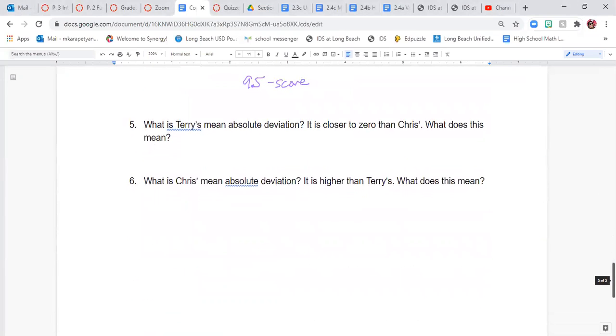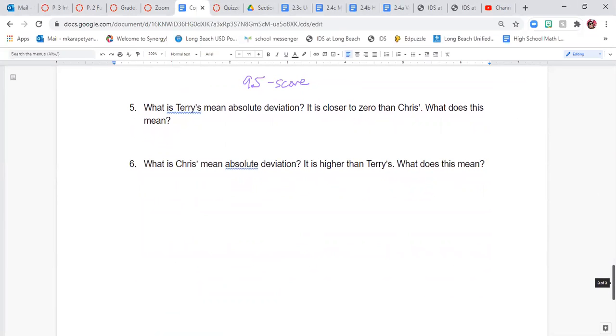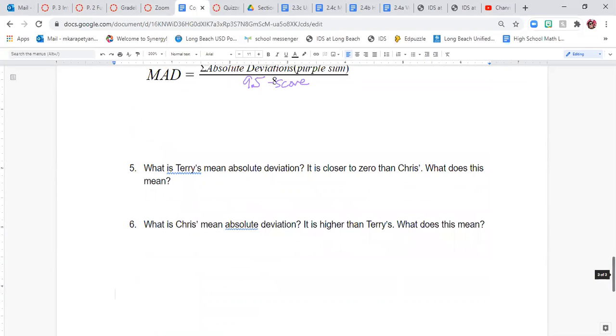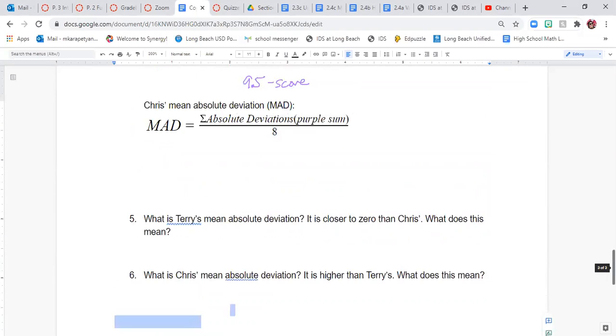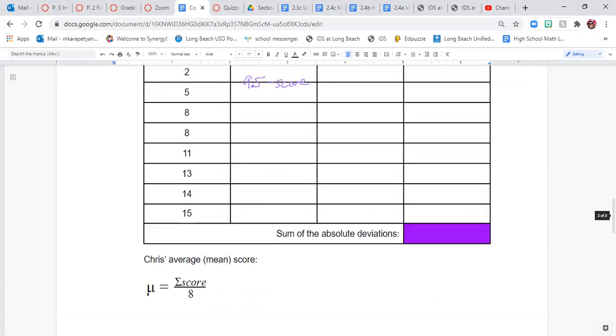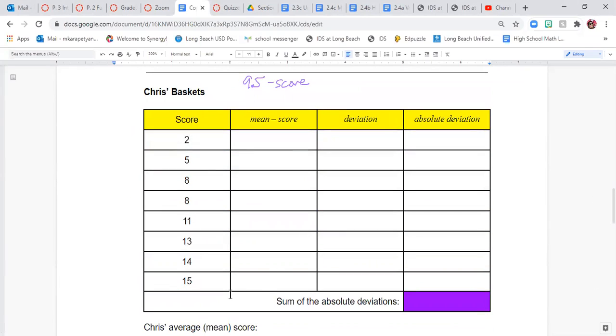You're going to answer, what is Terry's mean absolute deviation? Is it closer to 0 than Chris's? What does this mean? I kind of already answered that for you; you're just going to put it into your own words. And then, what is Chris's mean absolute deviation? Is it higher than Terry's? What does this mean? Spend the next 6 minutes working on Chris's mean absolute deviation and answering these questions. Ready? Go.